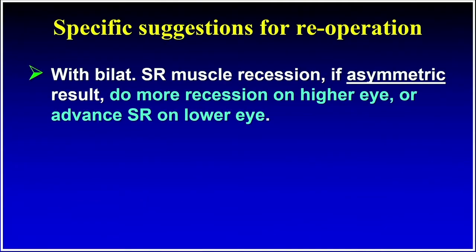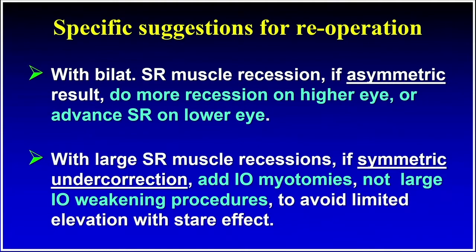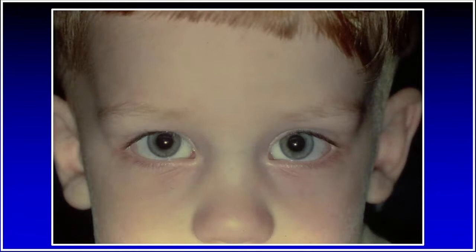So some specific operations: in bilateral superior rectus muscle recession, if asymmetric result, do more recession on the higher eye or advance the superior rectus on the lower eye. If large superior rectus muscle recessions, if symmetric undercorrection, add inferior oblique myectomies, but small amounts, not large amounts, to avoid the limited elevation, the stare effect.